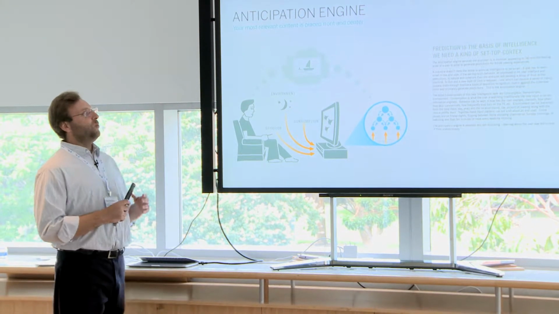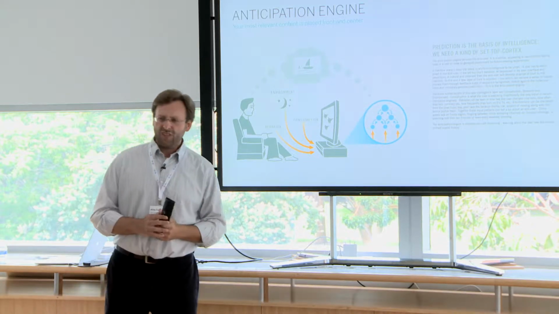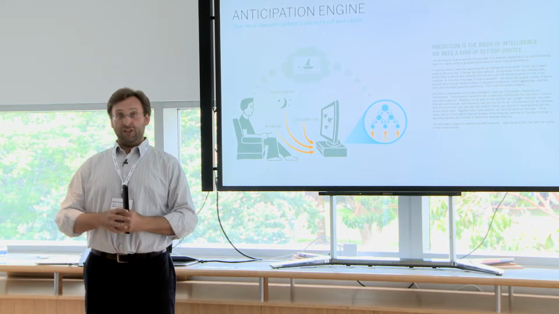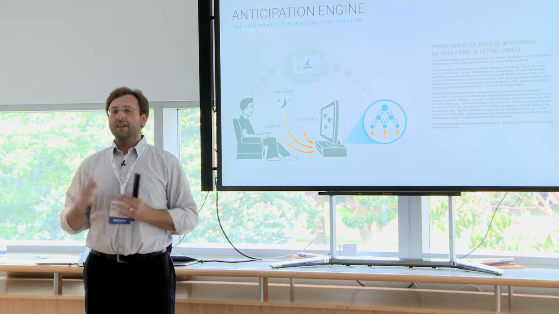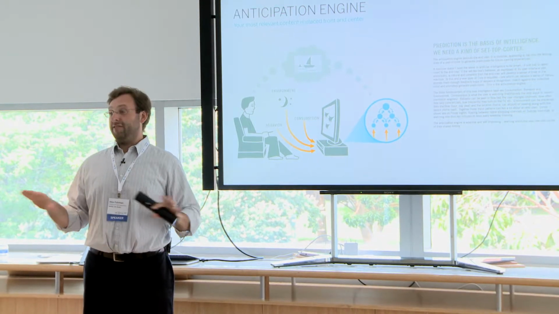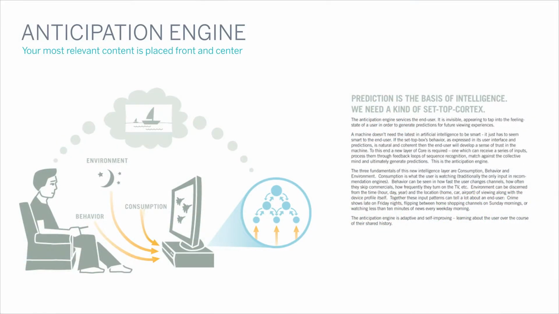So then we said, all right, let's look at feature set. What is this interface going to need to go through these millions of pieces of content, bring everything that you want to the forefront, and get rid of everything else? The first thing is what we call our anticipation engine.